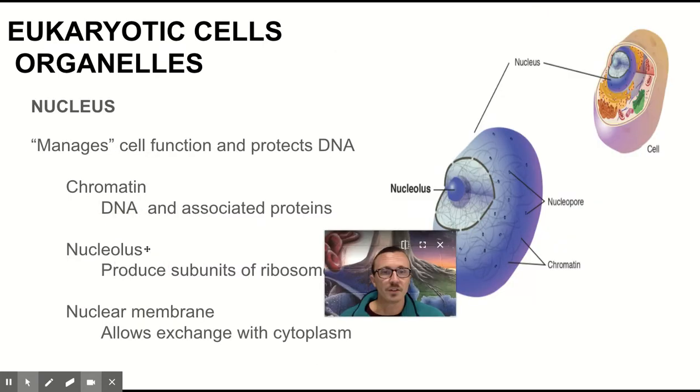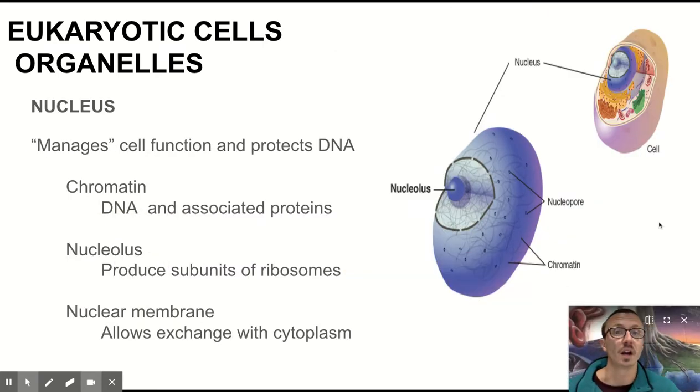So let's talk about some of the organelles that make eukaryotes so unique, and one of which is the nucleus, right? You can think of the nucleus as the control center or the brain of the cell. The nucleus has its own membrane, and inside of the nuclear envelope or the nuclear membrane, we're going to find DNA.